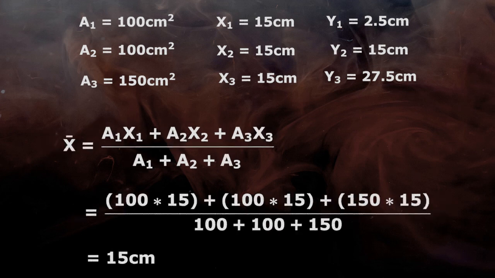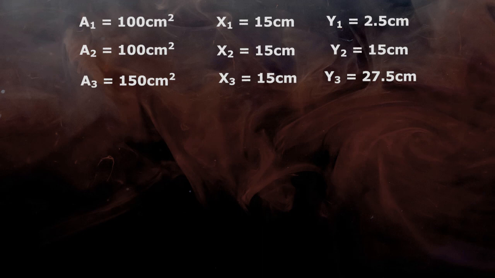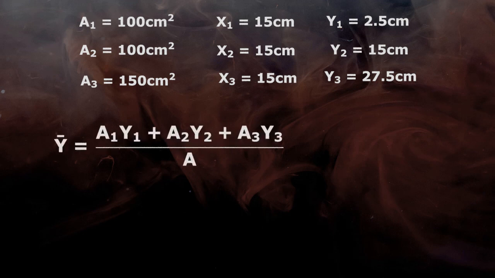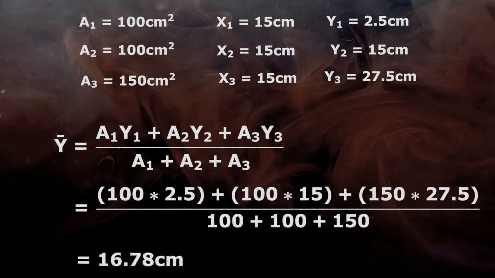Similarly, the y coordinate of the centroid can be found out by taking the moment of the whole area with respect to the x-axis, which will be equal to the summation of the moments of all individual areas. So the y coordinate is 16.78 cm.